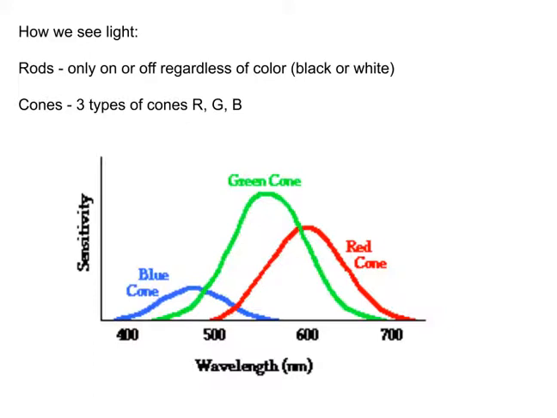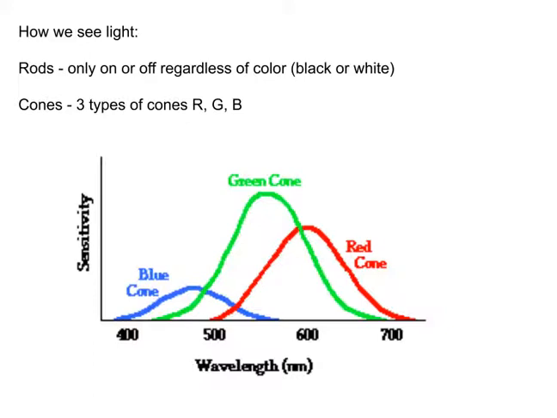So the way we see light in human experience, we have rods in our eyes which are basically either on or off if they get hit by any kind of visible light at all. So they only let us see black and white, but they're more sensitive. And then we have cones, of which you have three types: the red, the green, and the blue.